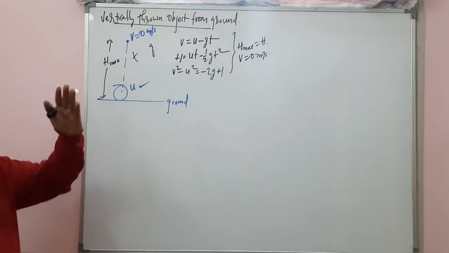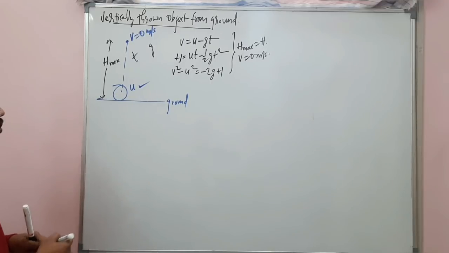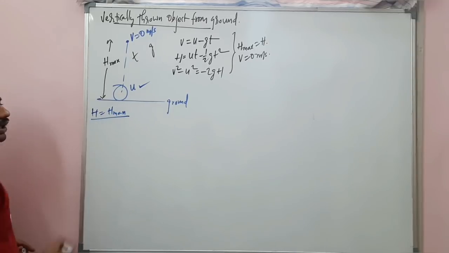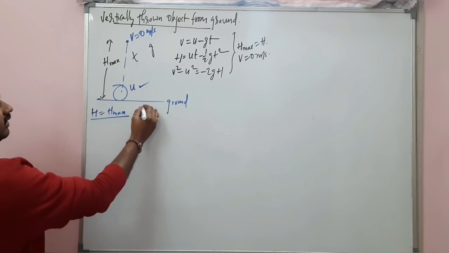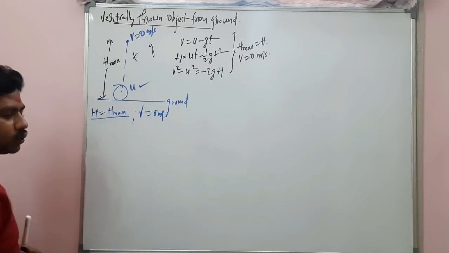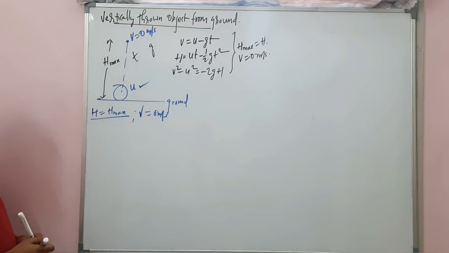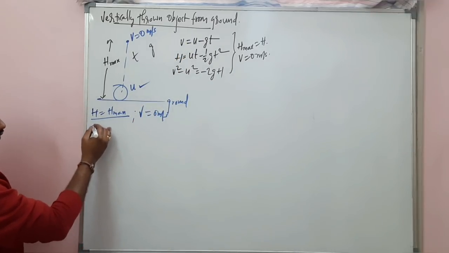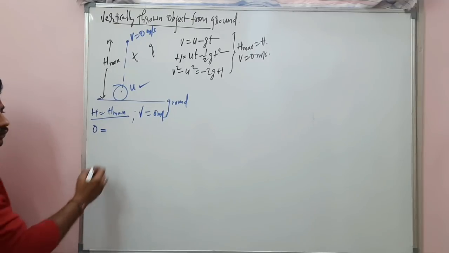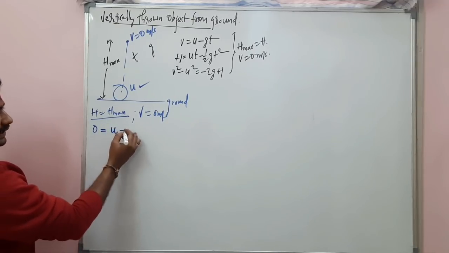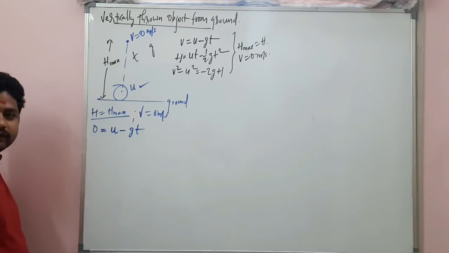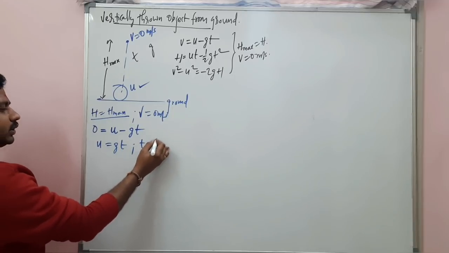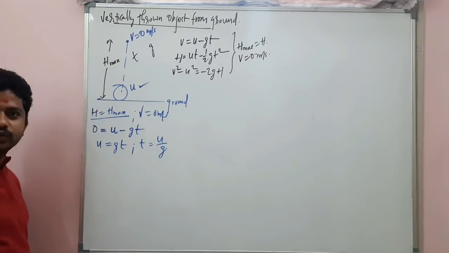Let's consider h is h maximum only, right? So what is my consideration here? So h is equal to h maximum only. That means final velocity I can substitute as 0. Okay. So let's take the first equation. First equation, v is equal to u minus gt. So v is 0, which is equal to u minus g into t. From here what I can write? So u is equal to gt, and from here t is equal to u by g, my dear students, right?